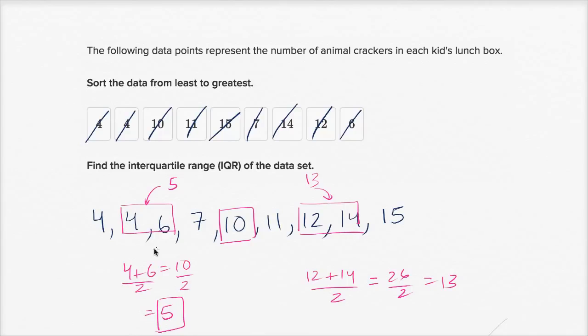I have the middle of the first half, this 5. I have the middle of the second half, 13. To calculate the interquartile range, I just have to find the difference between these two things. So the interquartile range for this first example is going to be 13 minus 5, the middle of the second half minus the middle of the first half, which is going to be equal to 8.